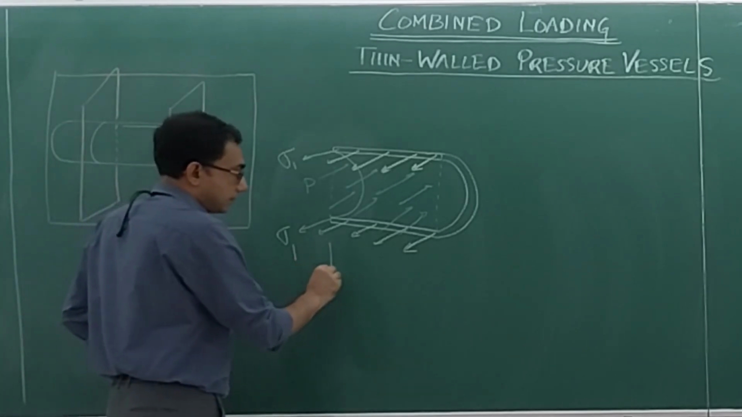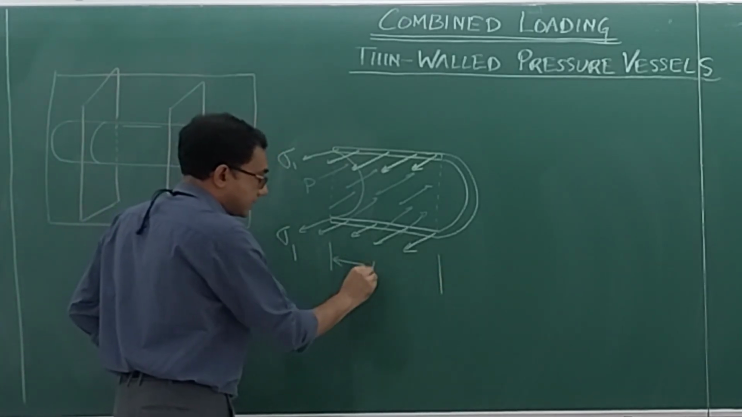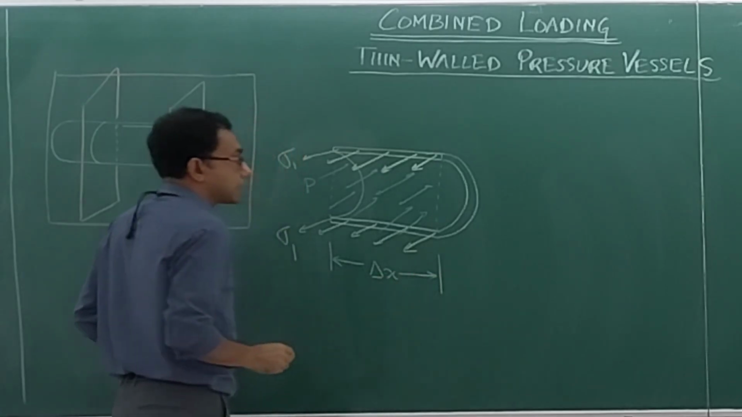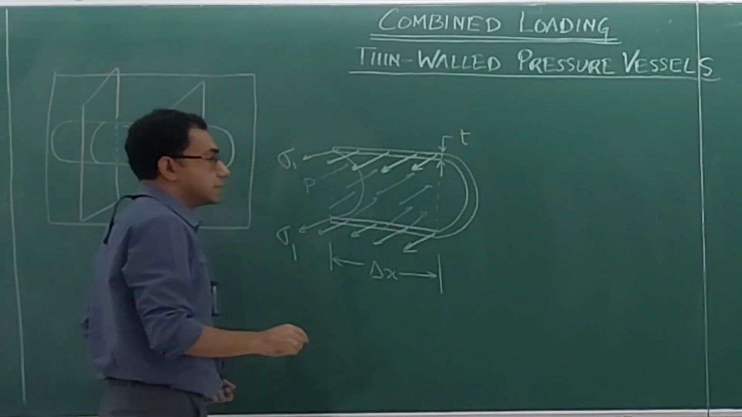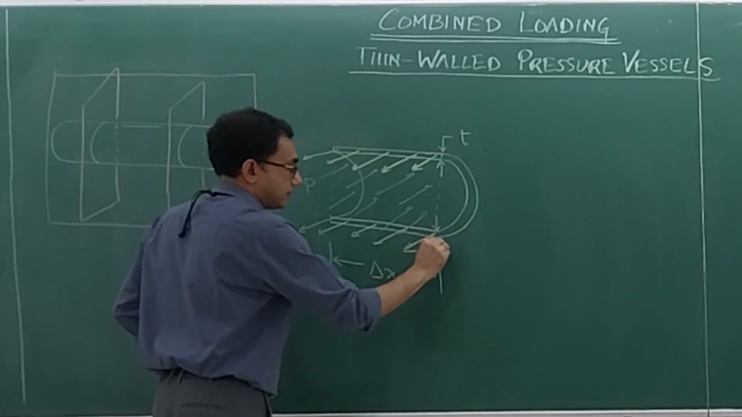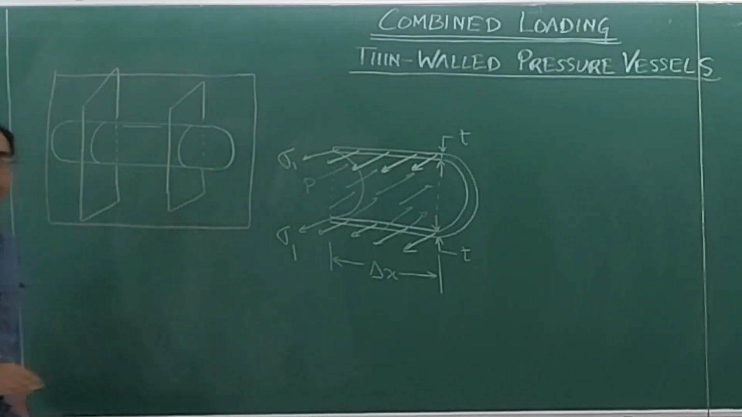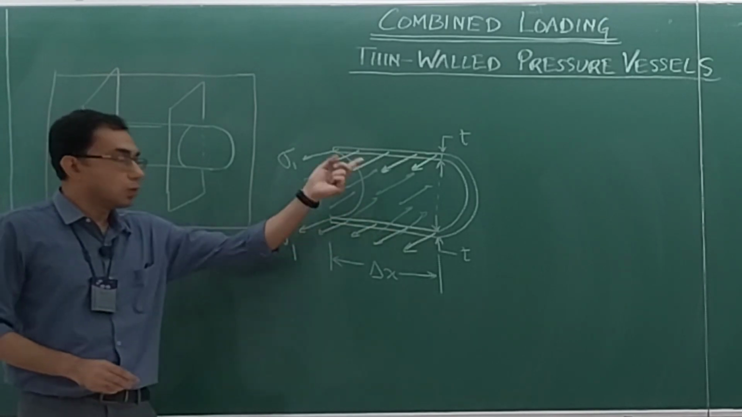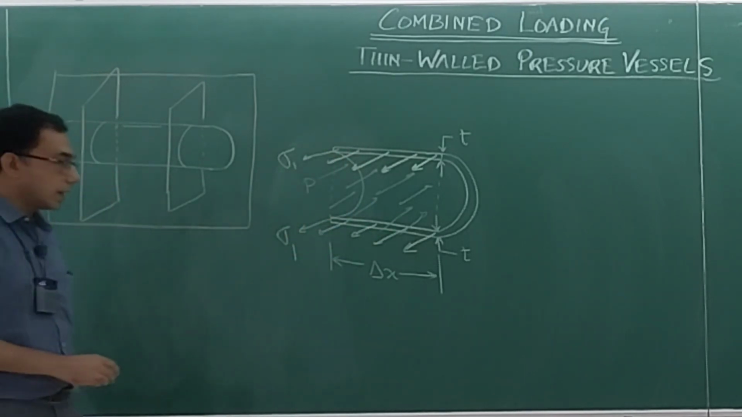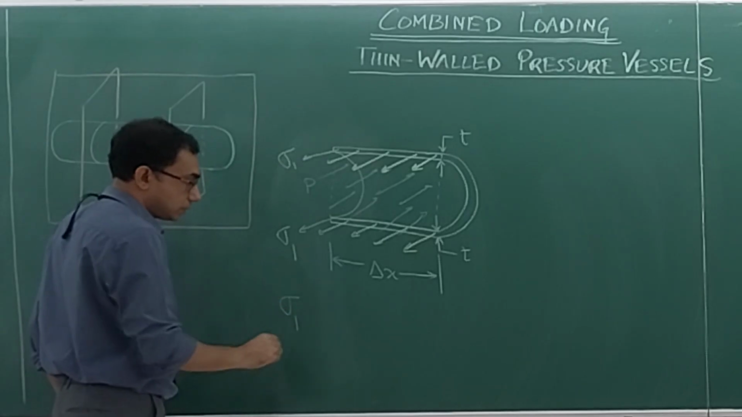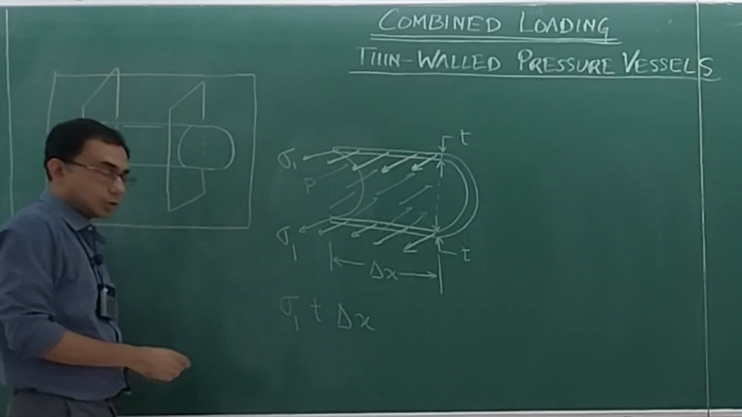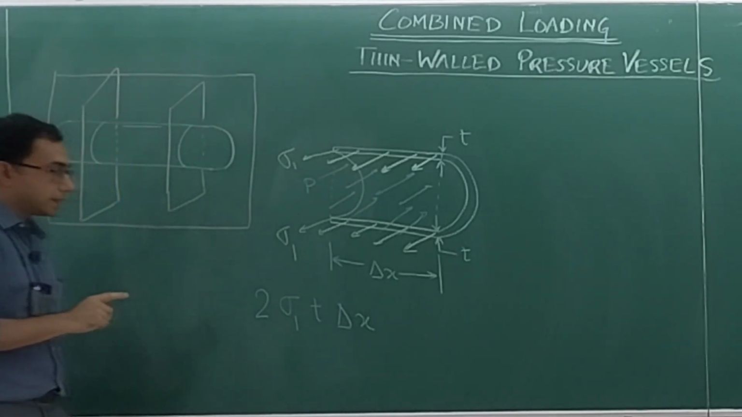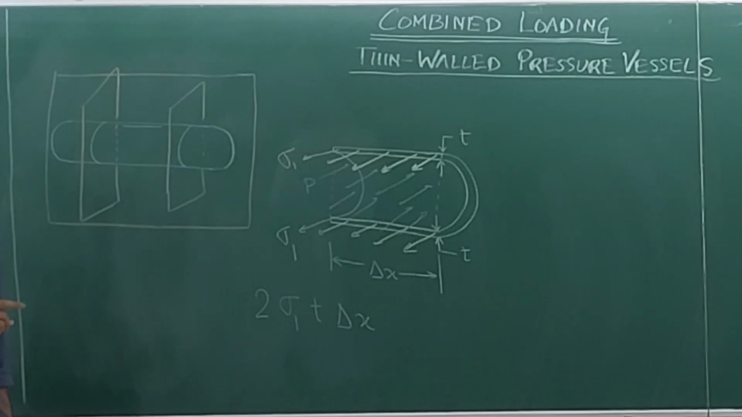Now this dimension, let's call this delta x. And over here, this much is the thickness T. Same here, this is the thickness T. So what is the force experienced by these thin walls? Sigma 1 into T into delta x. But there are two of them, so into 2. Now this should be balanced by the pressure.